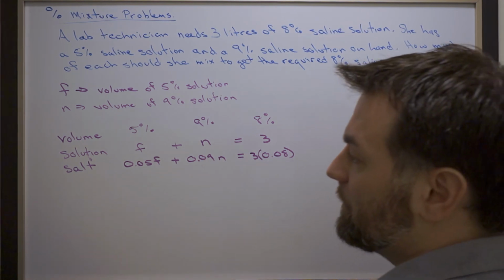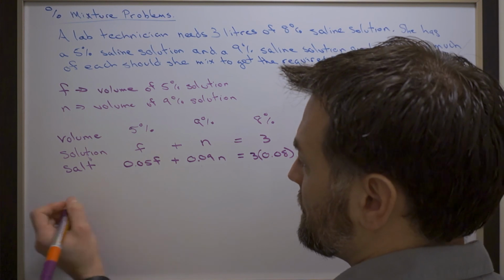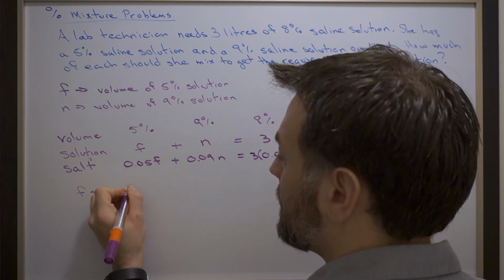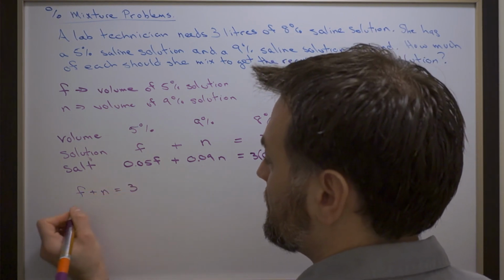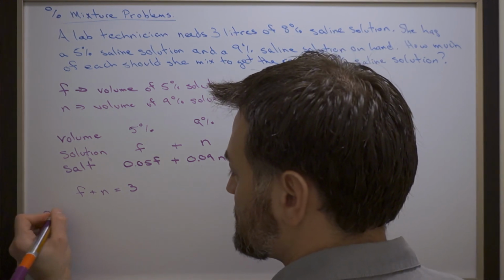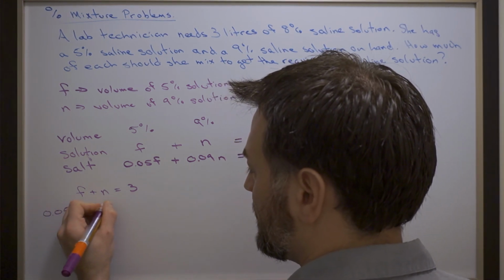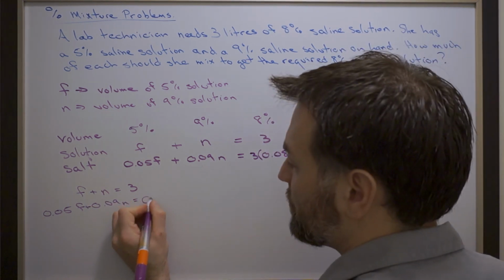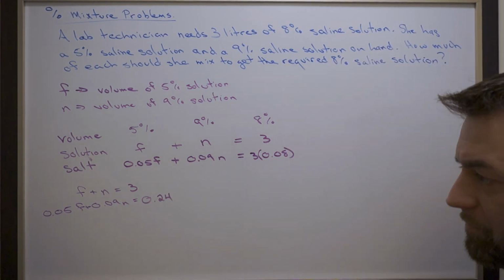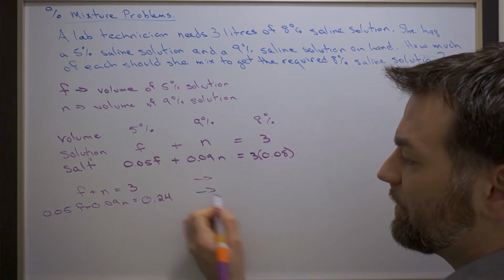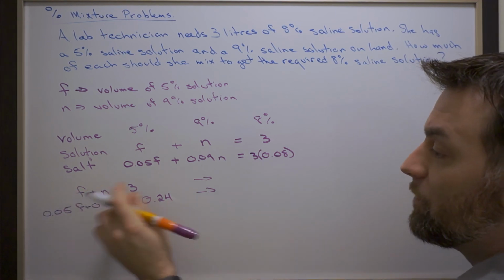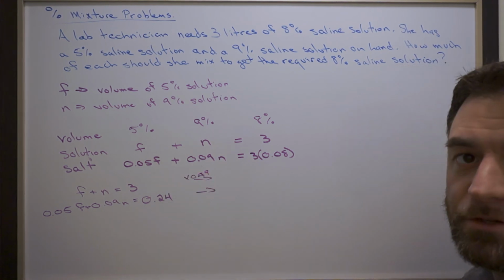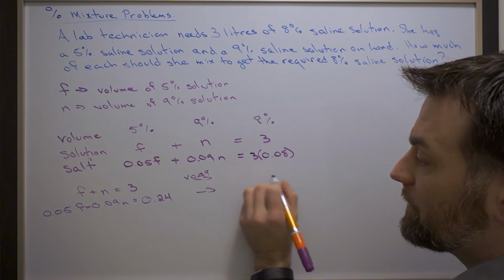So if we go about solving this now, I'm going to use the method of elimination again. We initially had f plus n equals 3, 0.05f plus 0.09n equals, and if we multiply that out, 3 times 0.08 is 0.24. I'm going to get rid of the n's, so I'm going to multiply the top equation by 0.09. Again, substitution would work here as well. You'll get the same result.